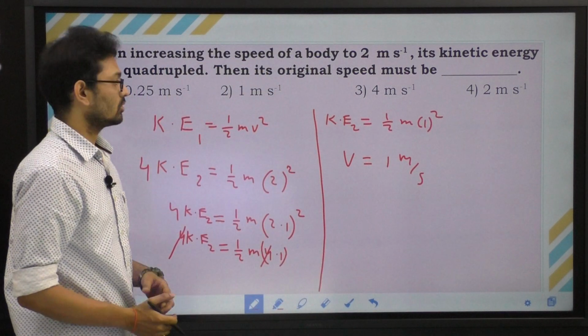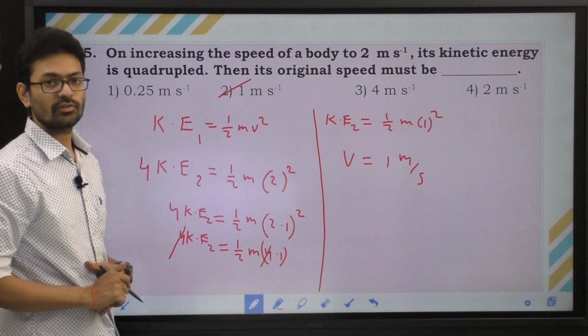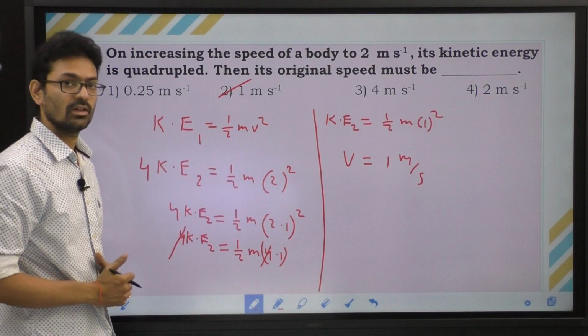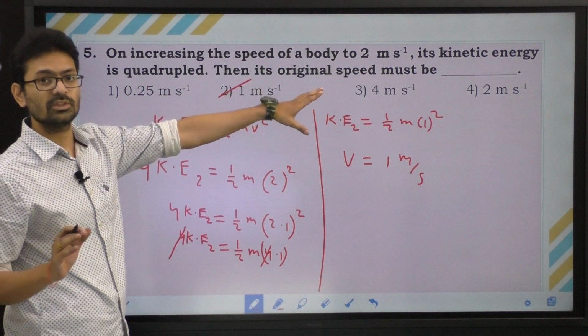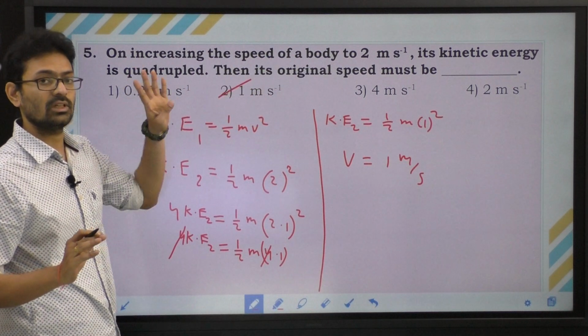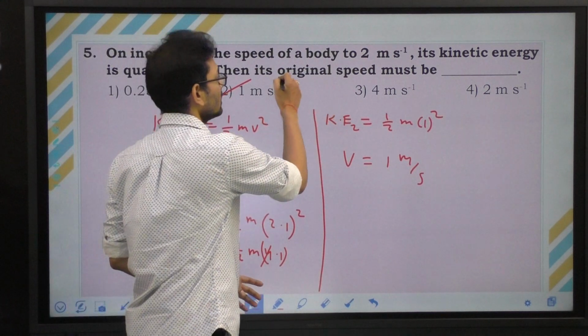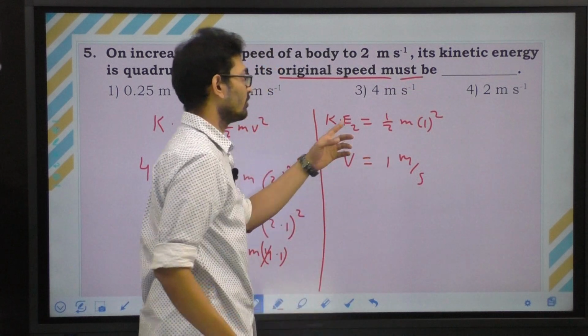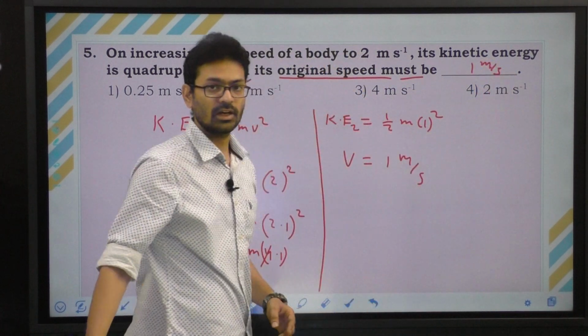Okay, so the option over here is the second option. Your value is 1 meter per second. When you increase your speed by 2 meters per second, your kinetic energy gets increased 4 times, and the original speed must be 1 meter per second, right?